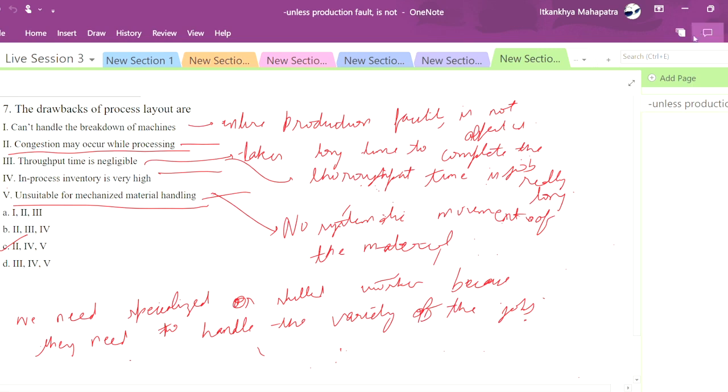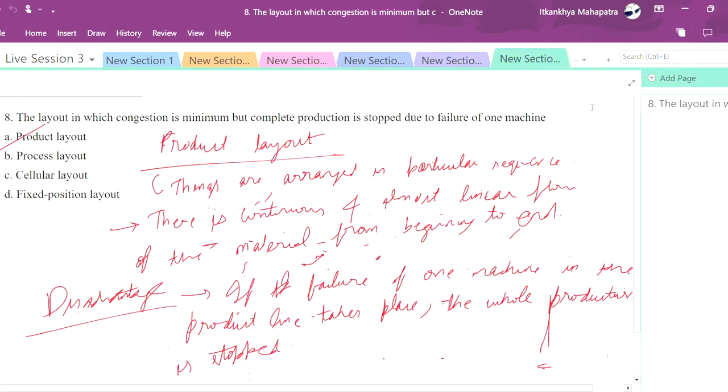Okay, so next is the layout in which congestion is minimum but complete production is stopped due to failure of one machine. That is product layout. So in product layout, the things are arranged in a particular sequence. There is continuous and almost linear flow of the material from one beginning to end. But the disadvantage is if there is failure of one single machine in the product line, the entire production is stopped. This was a very important difference between the process layout and product layout.